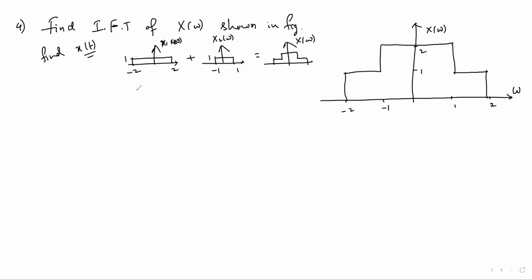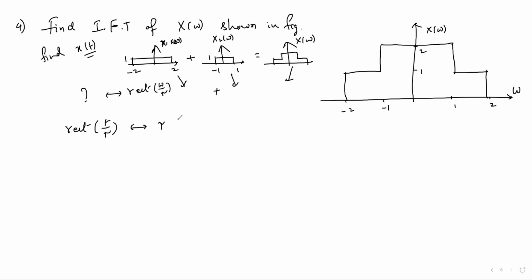That means if you take the inverse Fourier transform of the rectangular signal, then you can add these two: the inverse Fourier transform of this one and of this one, and you will get the inverse Fourier transform of x of omega. So for that, we need the inverse Fourier transform of a rectangular signal. What we found earlier was the Fourier transform of the rectangular function. What is the Fourier transform of the rectangular function of t by tau?